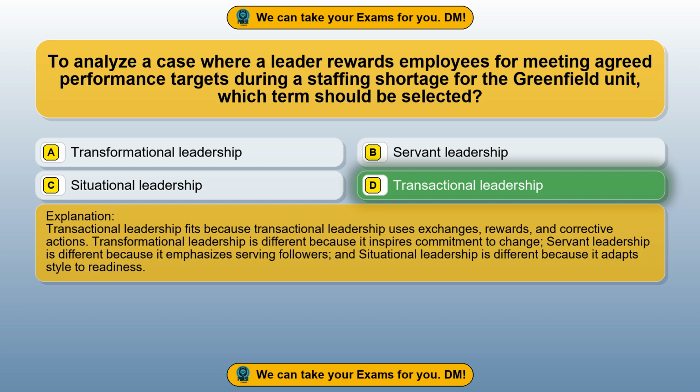Transactional leadership fits because transactional leadership uses exchanges, rewards, and corrective actions. Transformational leadership is different because it inspires commitment to change. Servant leadership is different because it emphasizes serving followers, and situational leadership is different because it adapts style to readiness. Question 59.